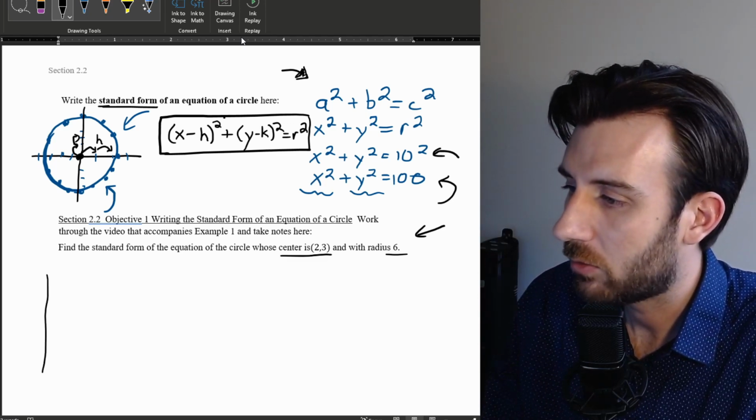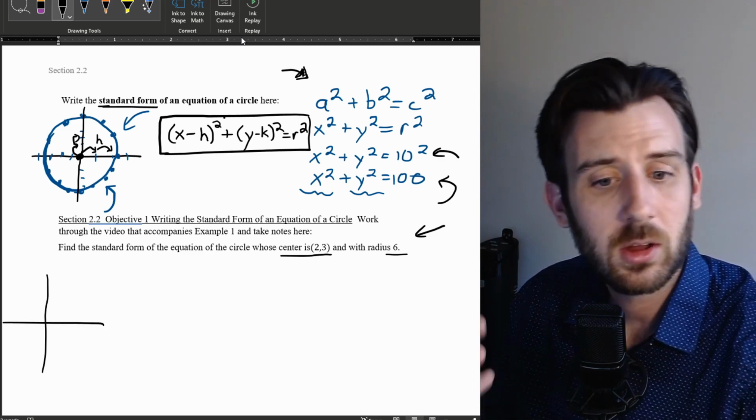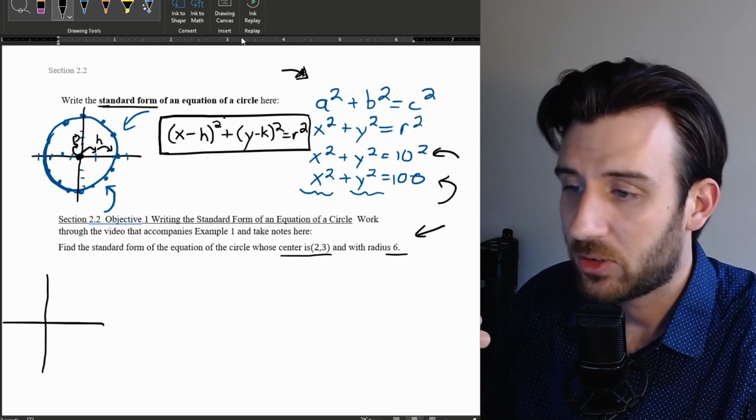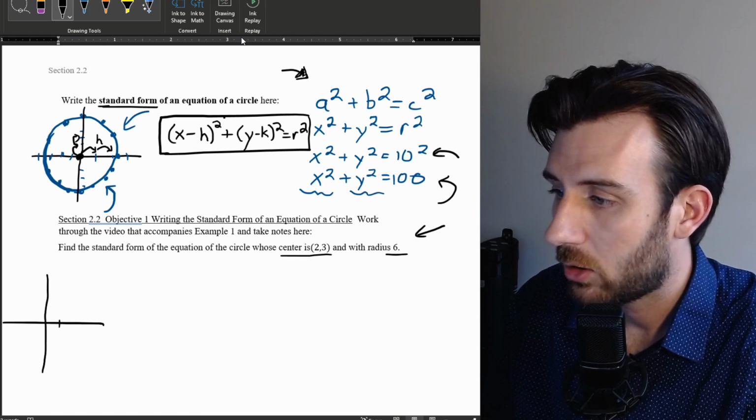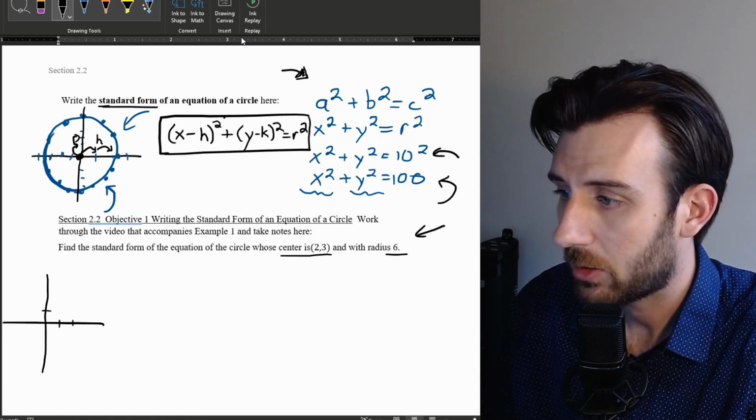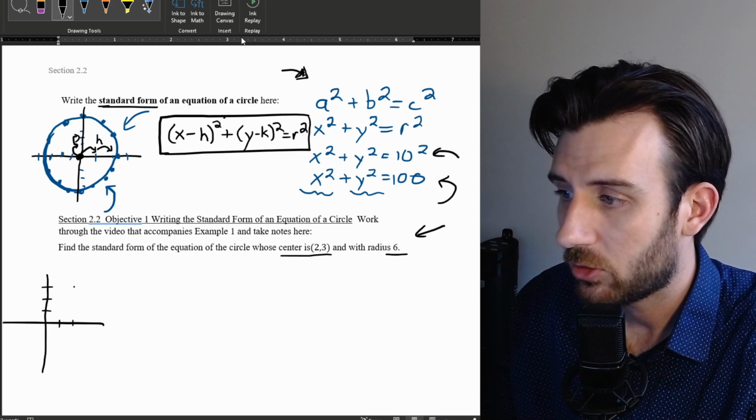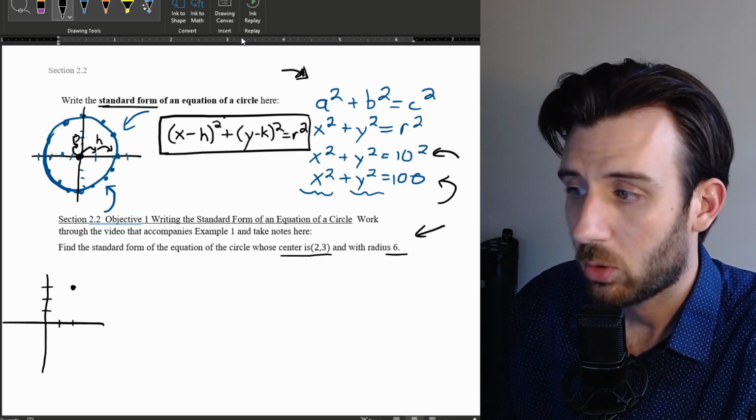Let's just sketch this out for a moment. So here's my sketch. I'm going to look at a center of (2, 3). That means I've got 1, 2 steps to the right, and I need to go 3 steps up: 1, 2, 3 steps up. So this is where I put a point, and that point is my center.